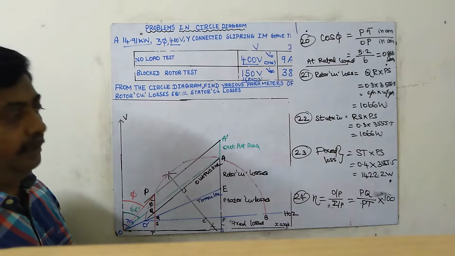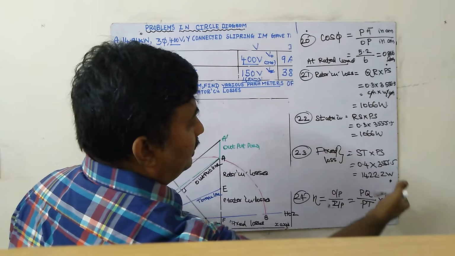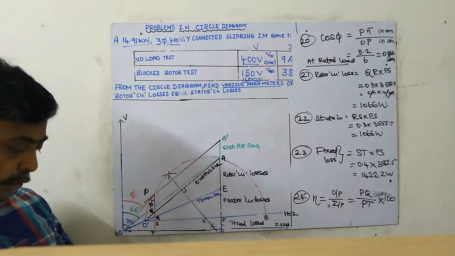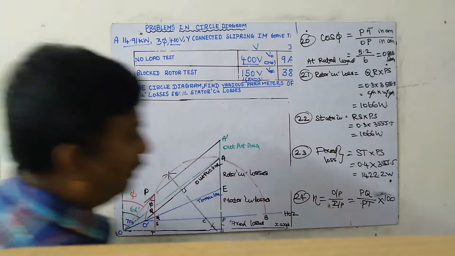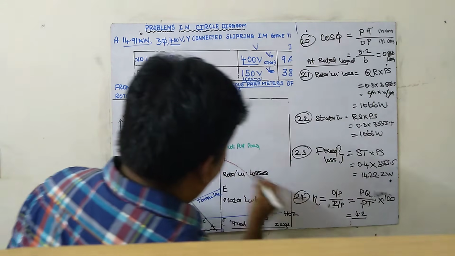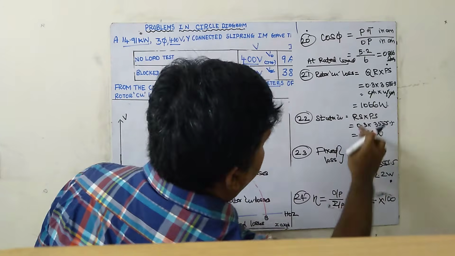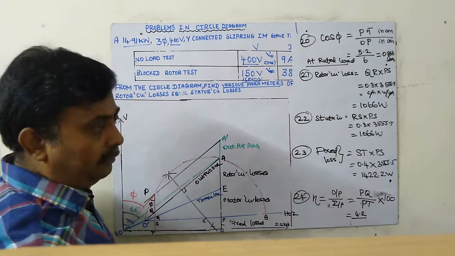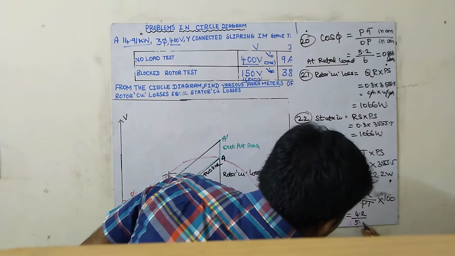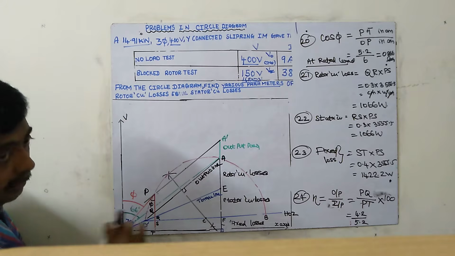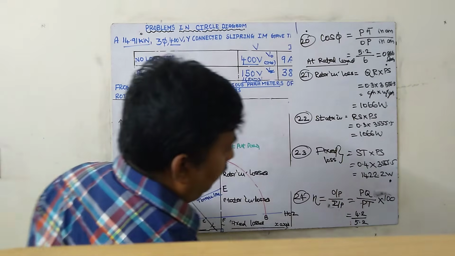Don't go for the power scale, because in the denominator also we have to multiply by the power scale, so the power scale will get cancelled. So PQ divided by PT is sufficient. The value I am getting: 4.2 divided by 4.2 plus 0.3 plus 0.3 plus 0.4, which is 5.2, into 100.